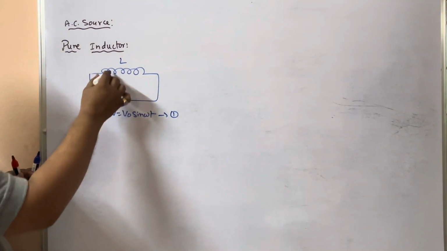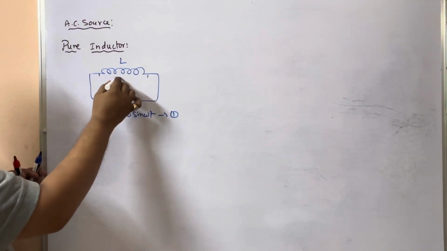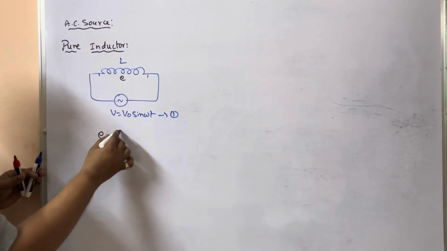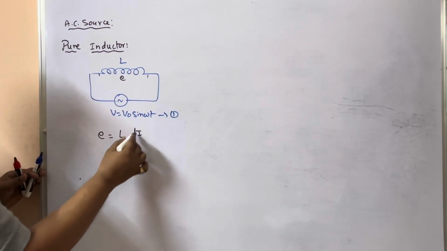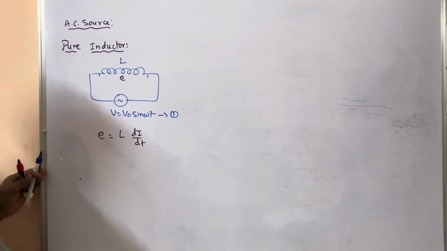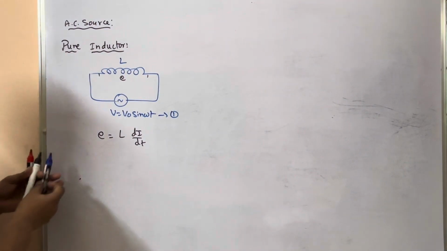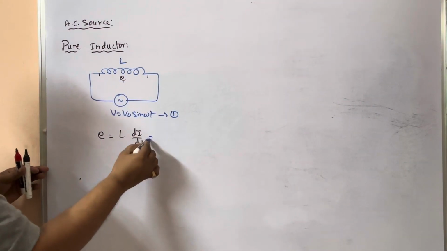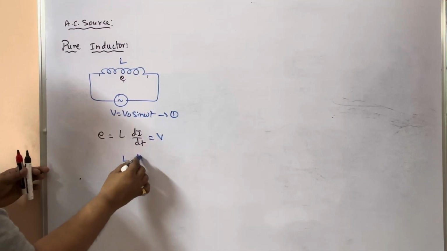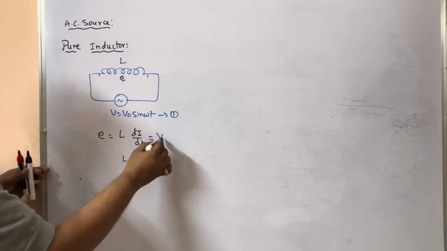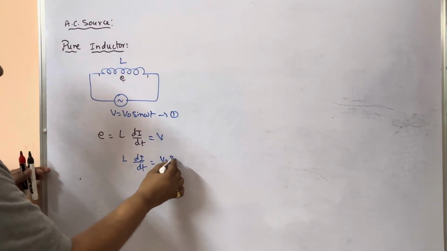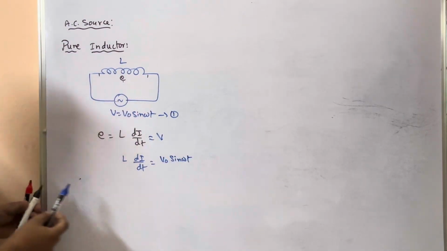Now, these two are connected in parallel. What is the induced EMF within this? E is equal to L di by dt. Now, this EMF should be equal to V. Therefore, L di by dt is equal to, what is V here? V naught sin omega t.